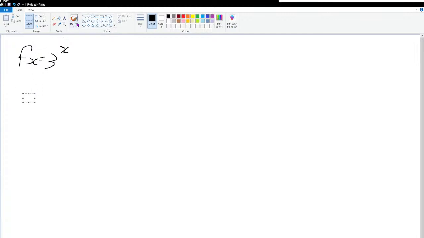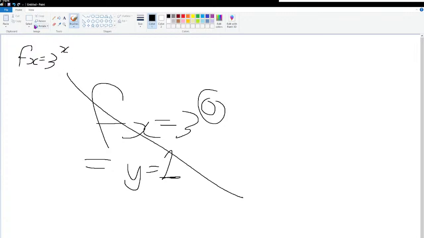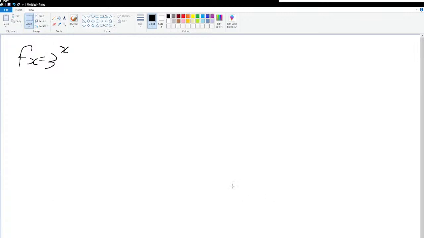So if x equals 3 to the power of 0, that would result in y equaling 1, because anything to the power of 0 equals 1. That's math for you. Okay. That's not what I meant to do. So y equals 0. Now we need to determine the x tangent.